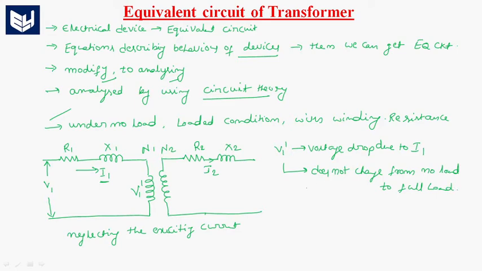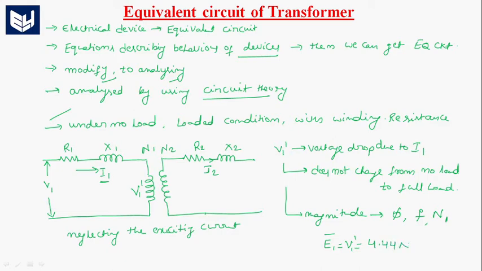The magnitude of V1 dash depends on the maximum flux phi, frequency, and number of turns, here N1. The EMF induced E1 equals V1 dash, which equals 4.44 N1 phi max into f, the EMF equation of the transformer. So the voltage drop in the primary winding depends on the number of turns, flux and frequency.